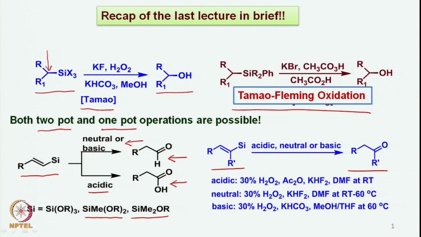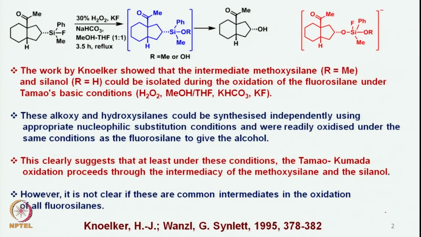And as we discussed, the acidic conditions have hydrogen peroxide, acetic anhydride, and this fluorine source and DMF at room temperature. Neutral is also the same, except acetic anhydride is not there, and of course you heat from room temperature to 60 degrees, and the basic condition requires potassium carbonate in methanol and 60 degrees temperature. So, this is how the Tamao-Fleming oxidation is utilized, and it is a very important reaction as we discussed, and we saw some applications.